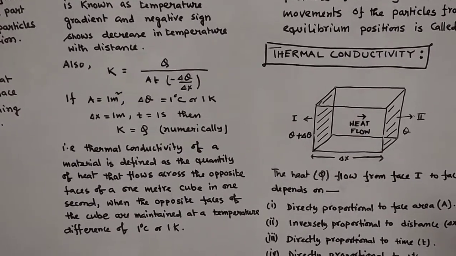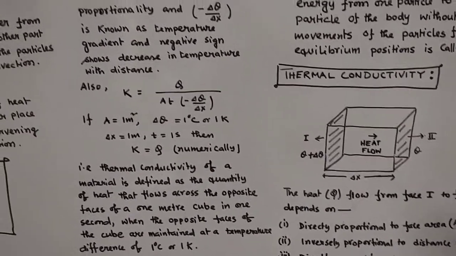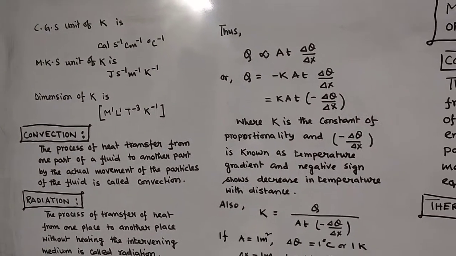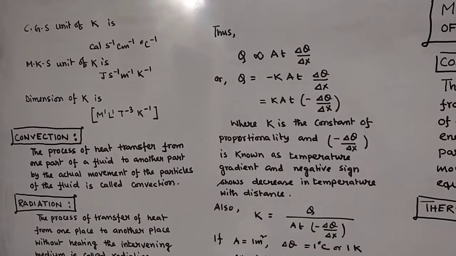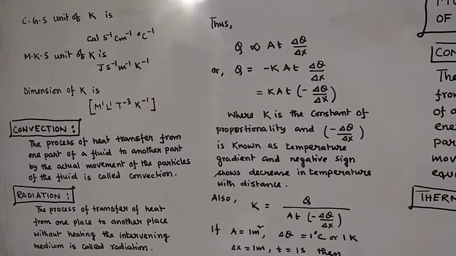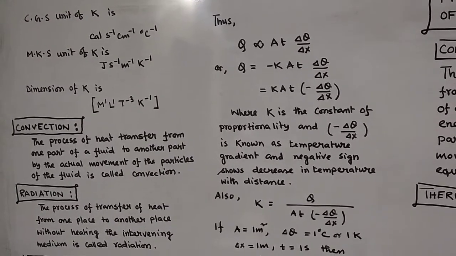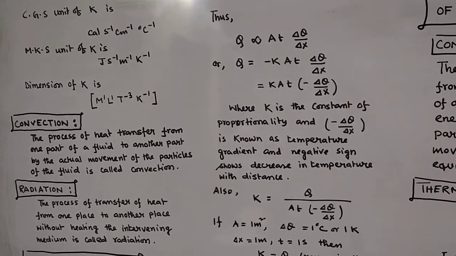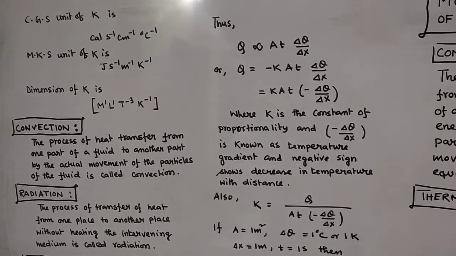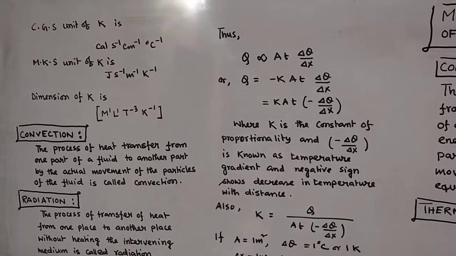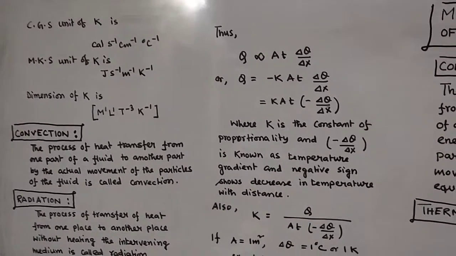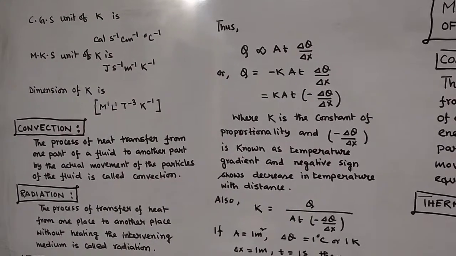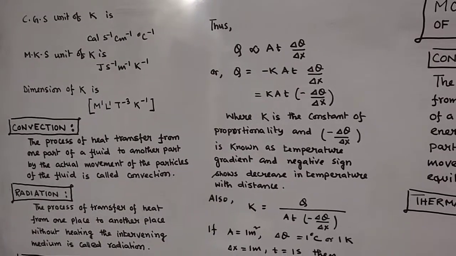Now thermal conductivity, which we have specified with the symbol capital K, has its unit as well as dimension. If we consider the CGS system, Q is in calories, T is in seconds, so calorie per second, delta X in centimeter, A in centimeter square. So the unit is calorie per second per centimeter per degree centigrade. In the MKS system, the unit of K is joule per second per meter per degree Kelvin.